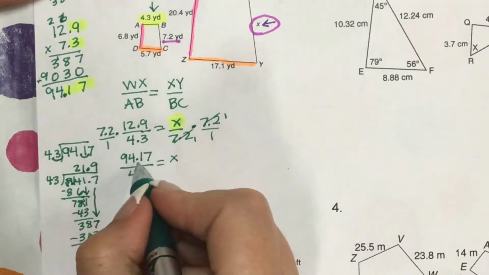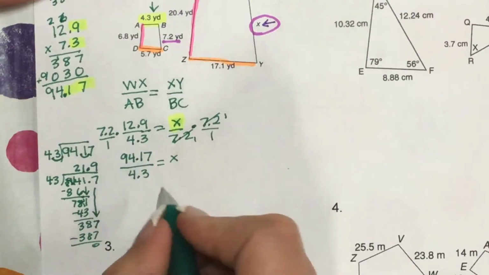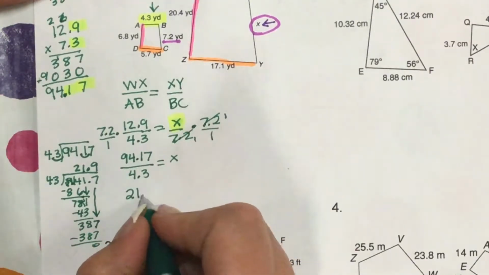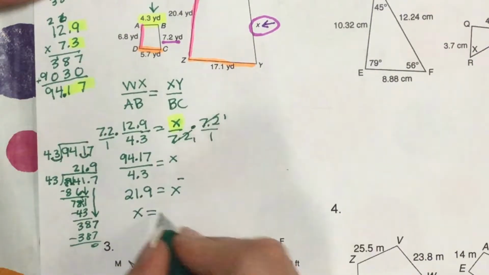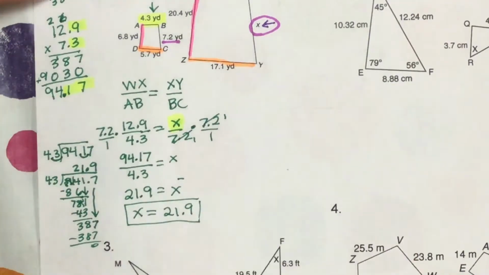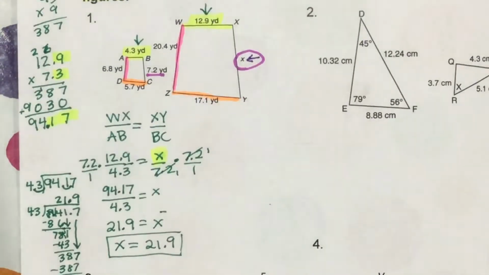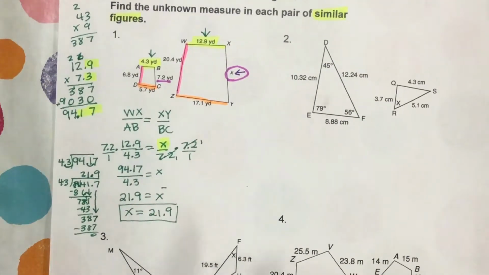So 94.17 divided by 4.3 is equal to 21.9, and that's what x equals. I'm going to change it around. X equals 21.9. So that is the unknown value. So if you got that right, great job. Okay, let's go ahead and see how you did on number 2.